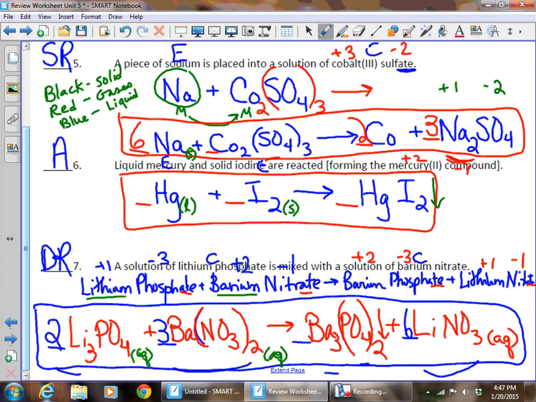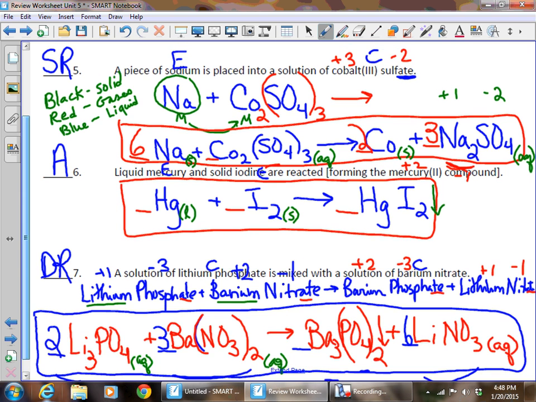Cobalt, it's not in water, it says it's a solution. A piece of sodium is placed in a solution of cobalt-3 sulfate, so that's going to be aqueous, it just told us. Cobalt is a metal and it's black, it's going to be a solid. Sodium sulfate is in water, and this one you'd have to look up because it's still in water. This one will be a harder one, and it's got sodium, a group 1A metal, so it is going to be aqueous also. So watch for that one. That one's a little bit tougher.